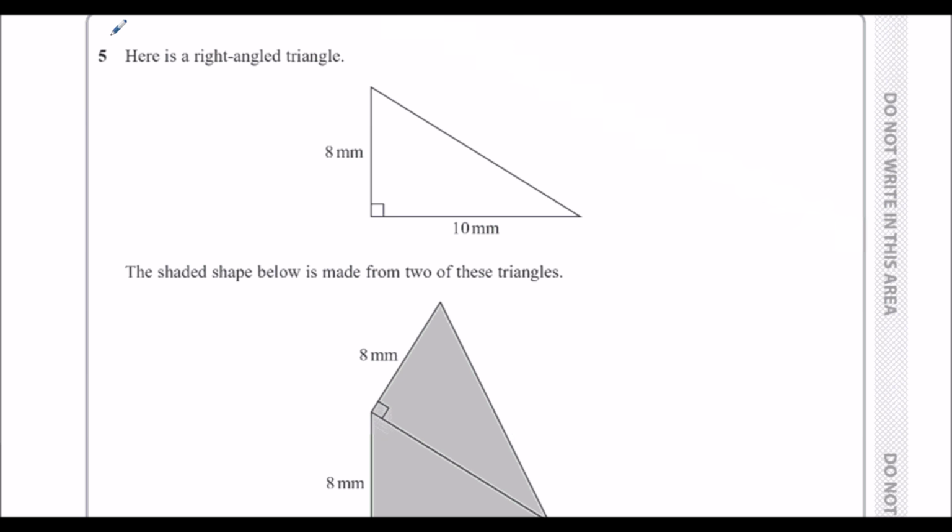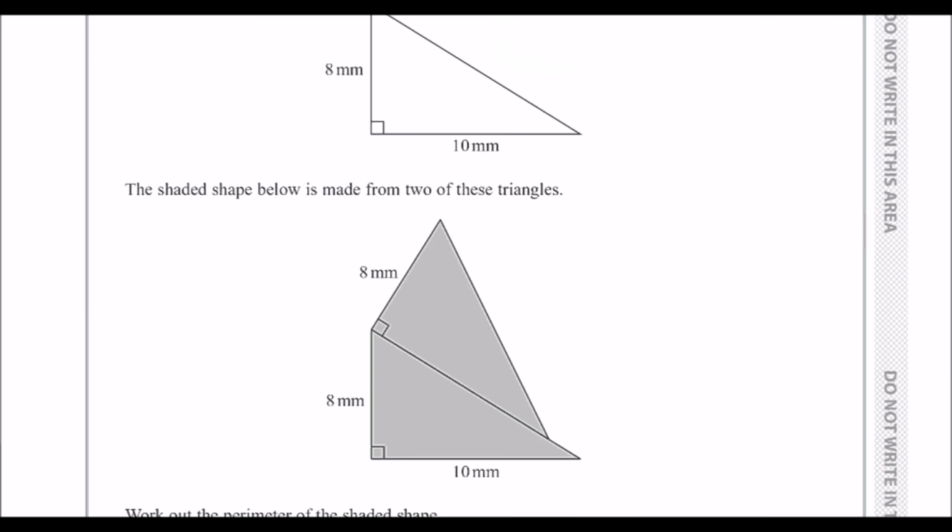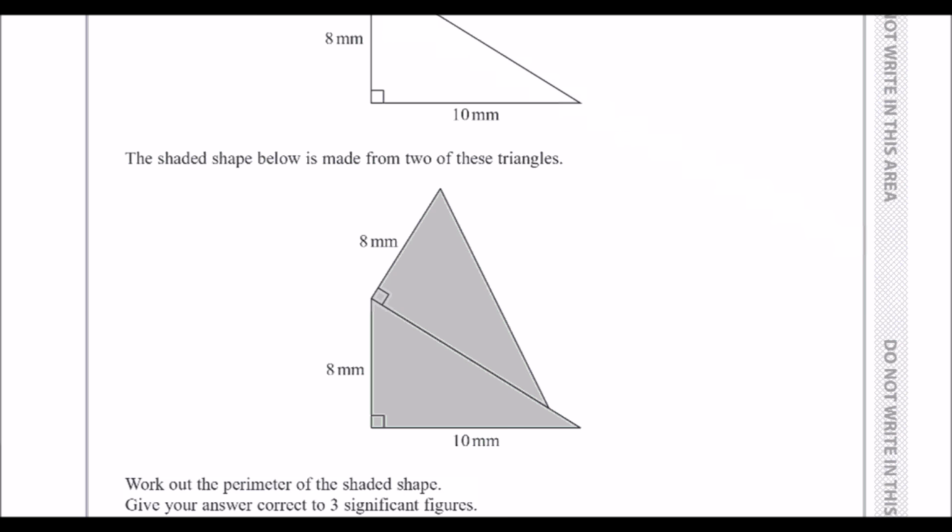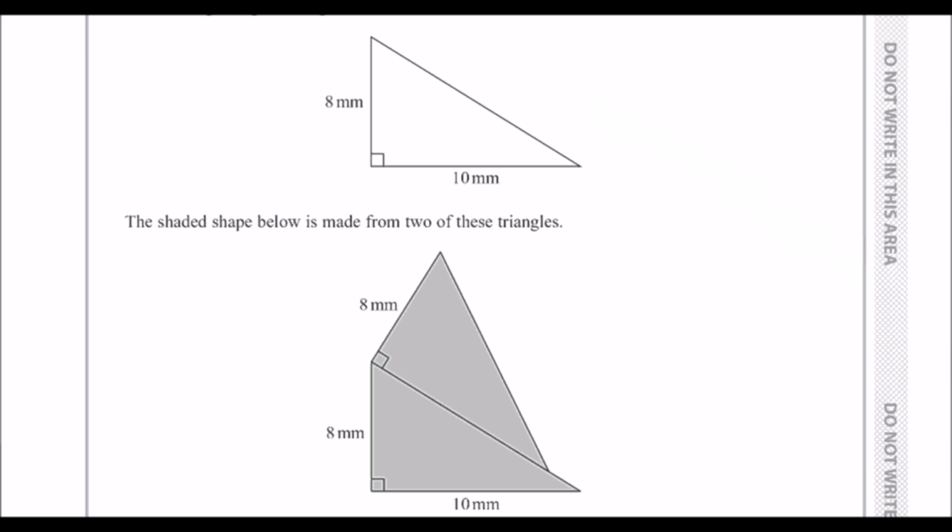Question 5. Here is a right-angled triangle. The shaded shape below is made from 2 of these triangles. And the question says, work out the perimeter of the shaded shape. So we need to know the length of the hypotenuse, the missing length. And we can do that using Pythagoras.